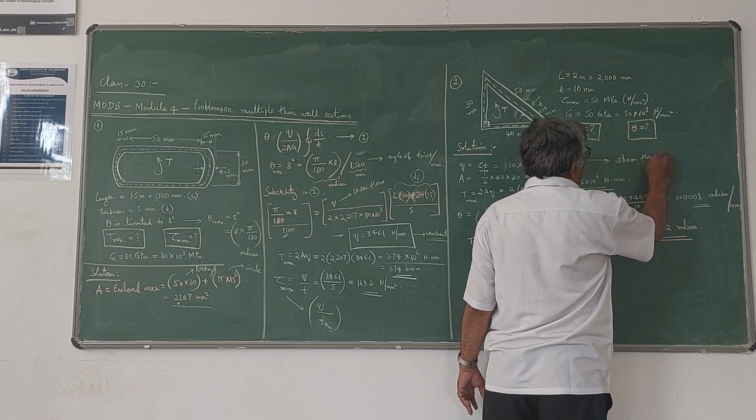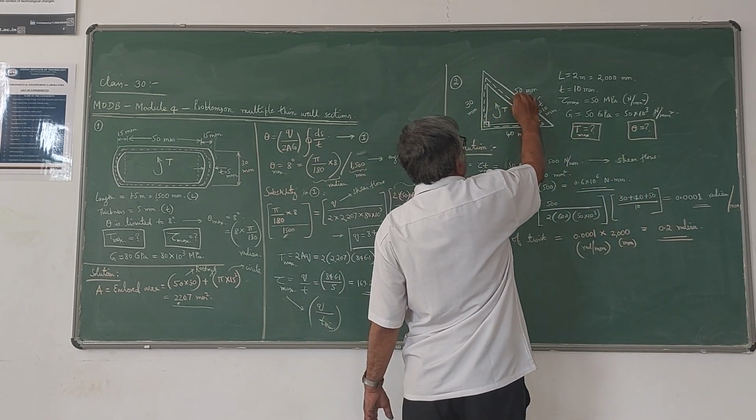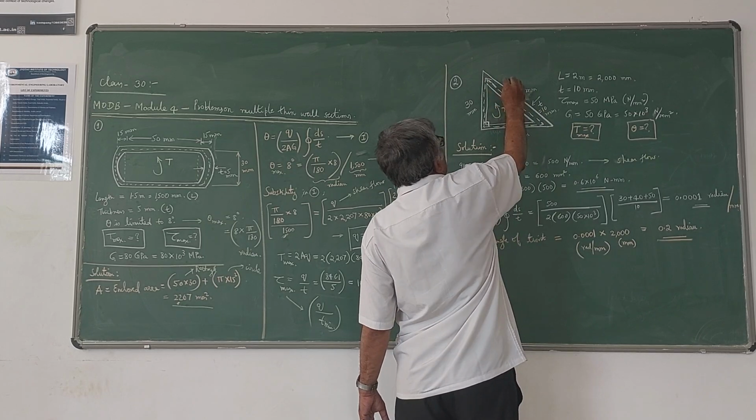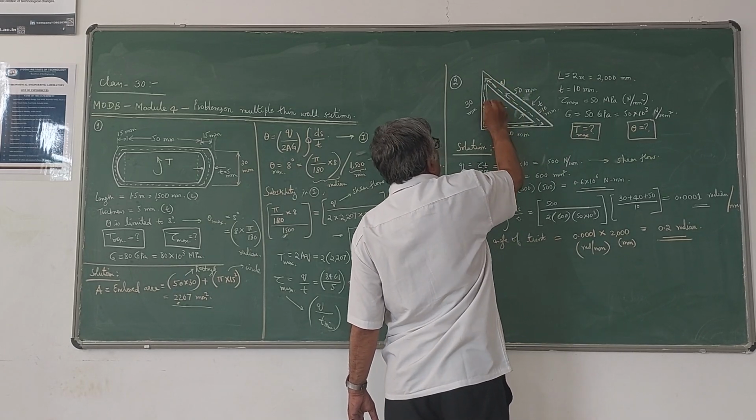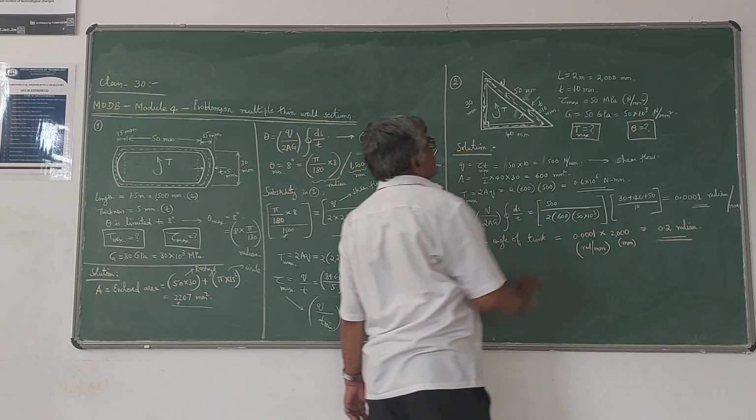This is a constant value, which is the same in all the walls. So that means the shear flow Q value will be the same. Shear flow can be shown like this. So this value is a constant value.